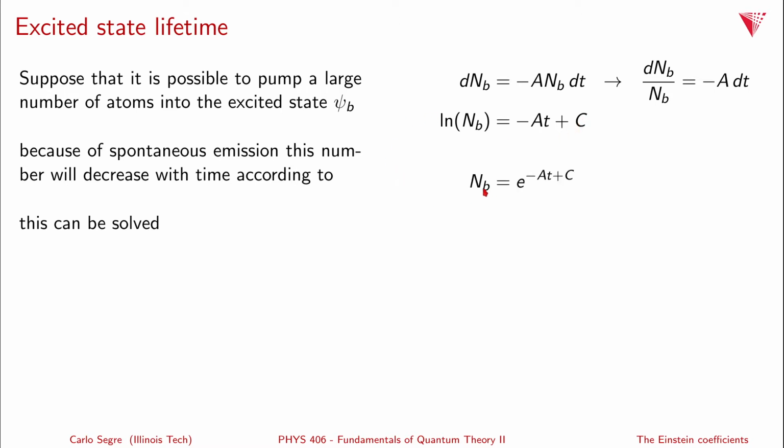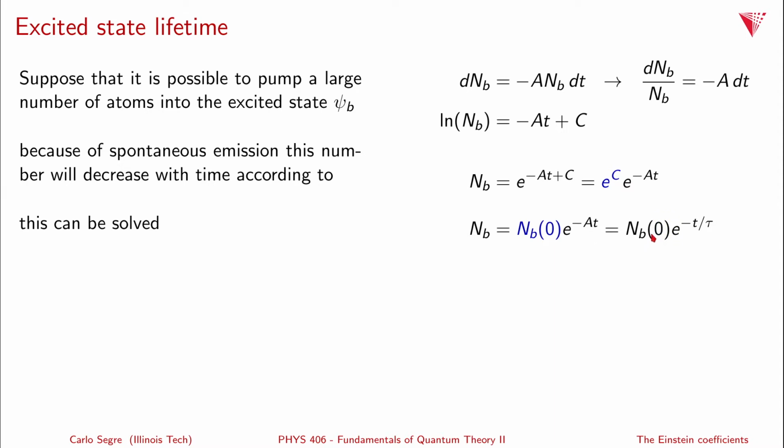When you take the antilog, you get that N_b is equal to e to the minus A t plus my integration constant. And if I separate these two, this is equal to e to the c power times e to the minus A t, and this is just a constant because e to a constant is a constant. We'll call that constant N_b at time equals 0. So N_b is equal to N_b at time equals 0 times e to the minus A t. So it's an exponential decay due to a linear decrease, which is due to a constant rate.